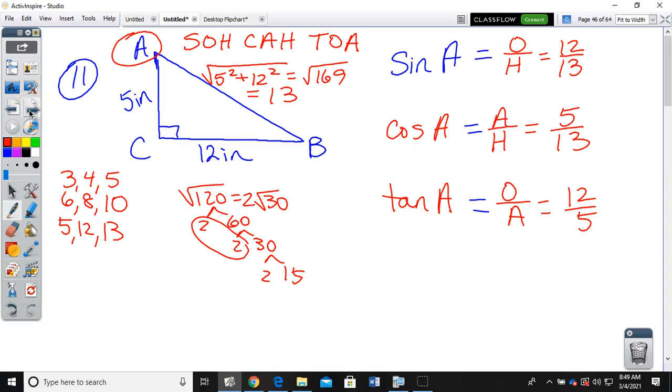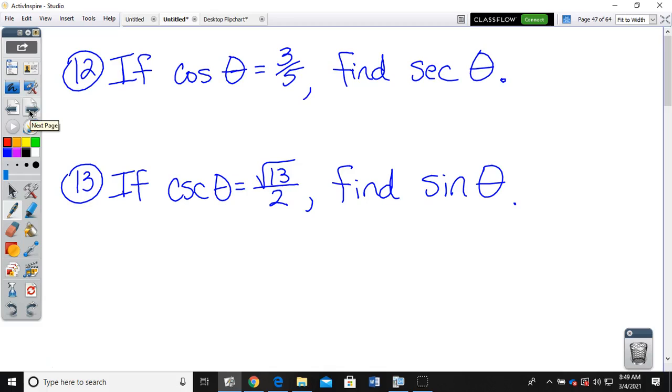All right. On the back, 2 more that are pretty simple. You just got to remember what your reciprocal identities or your reciprocal trig functions are. Okay, what is the reciprocal of cosine? Secant. So if cosine is 3/5, then the secant is 5/3. Done. Okay, no work to show. It's just knowledge. Cosecant's reciprocal is what? Is sine.